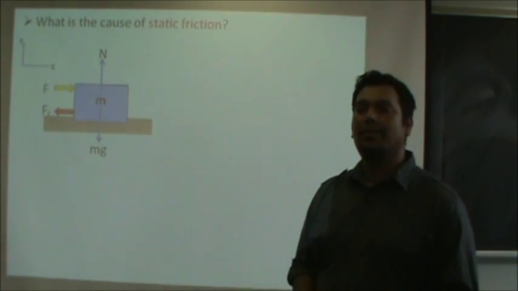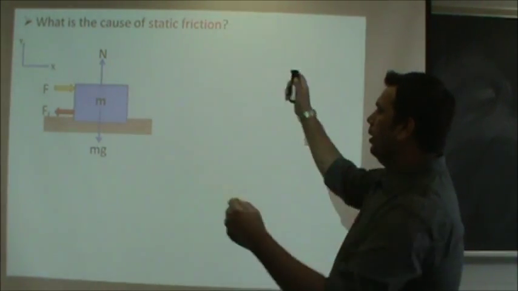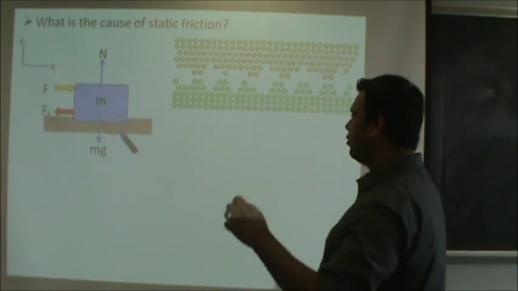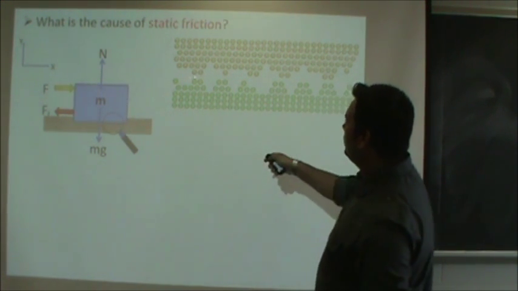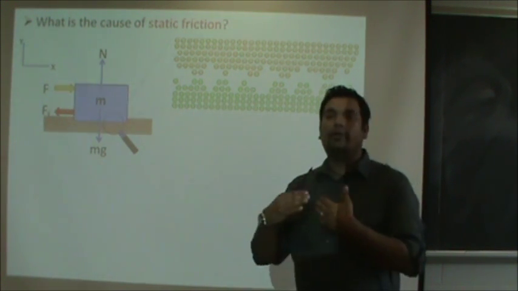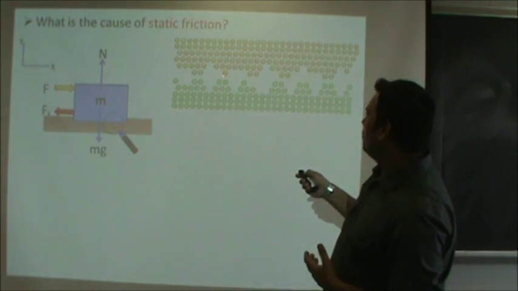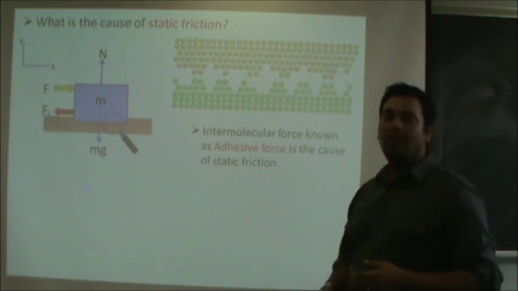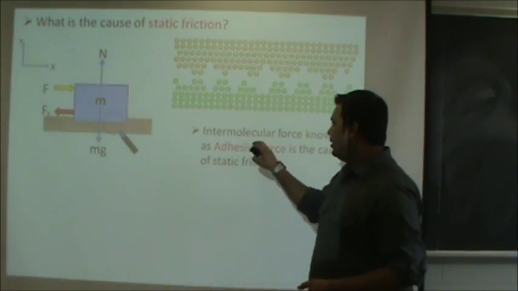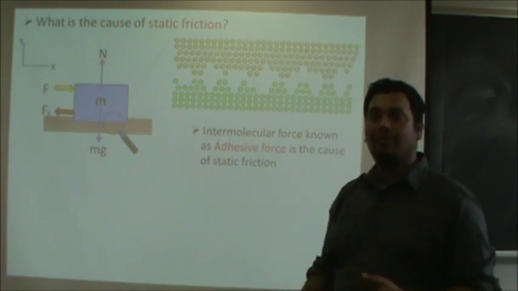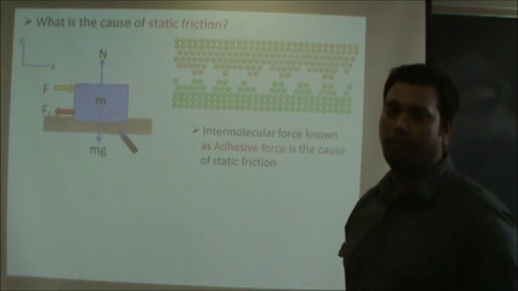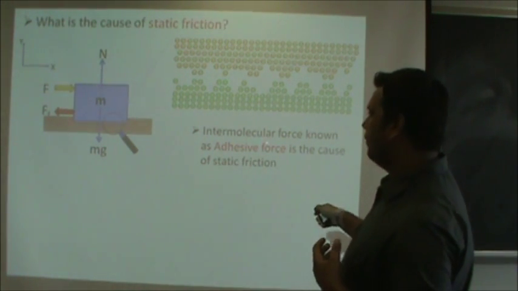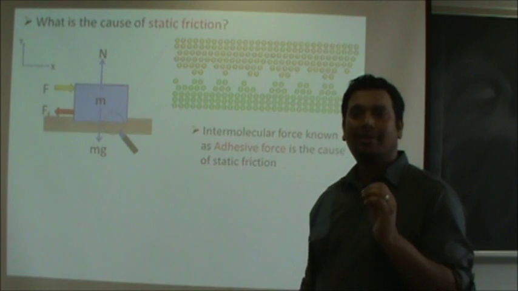So what is the cause of this static friction? That's very important. When we look at an atomic, microscopic scale, the points of contact between the two surfaces are very, very close, and the molecules experience some kind of intermolecular force, called adhesive force. Remember, this adhesive force, or intermolecular force, is responsible for the friction. If we want to move this object, we have to overcome this adhesive force, which is the maximum static friction force.